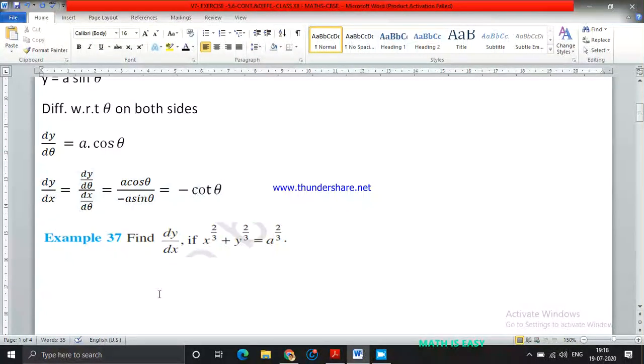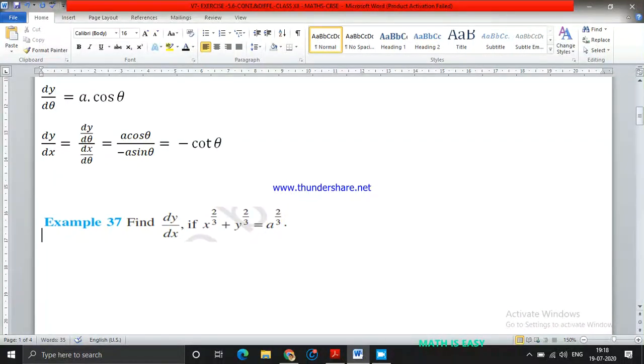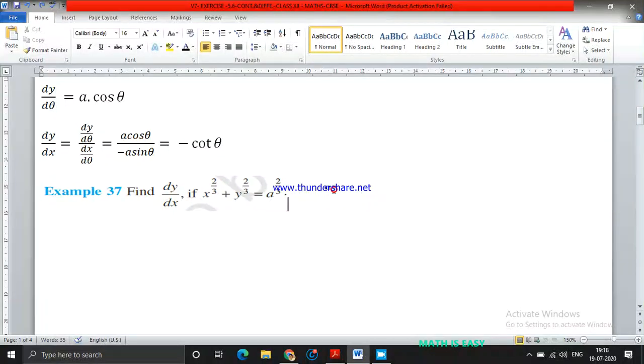Now for the next example, find dy by dx if x to the power 2 by 3 plus y to the power 2 by 3 equals a to the power 2 by 3. We have a simple way to solve this. First let me solve it the easiest way, then I will show you the difficult way. Here differentiate with respect to x on both sides.